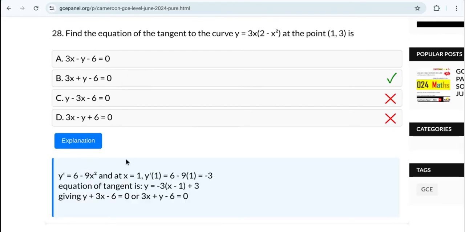So y prime will be equal to 6 minus 9x squared, and at x equals 1, y prime of 1 will be equal to negative 3. That's the gradient. This line passes through the point 1, 3, so we have y equals m times x minus x1, plus y1. That's the equation of the line, where x1 is 1 and y1 is 3. When we simplify, we have 3x plus y minus 6 equals 0, which is B here, the key.